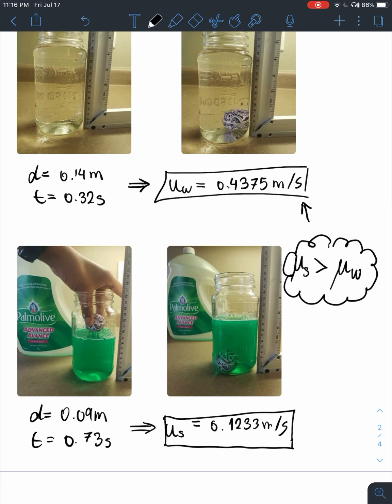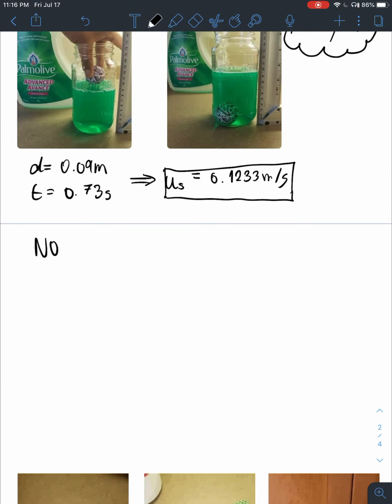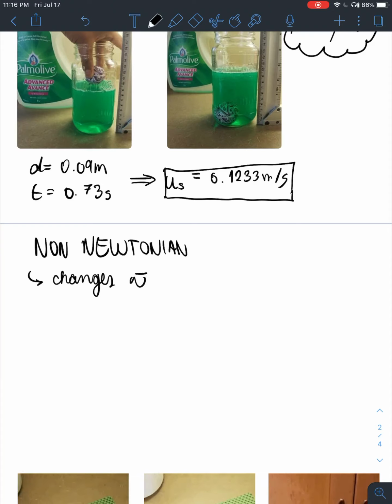Now, for the second part of this assignment, we had to create a non-Newtonian fluid in the kitchen. So, a non-Newtonian fluid is that which changes viscosity with stress. So, it changes with stress applied.